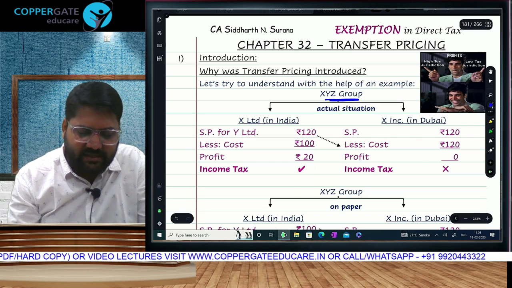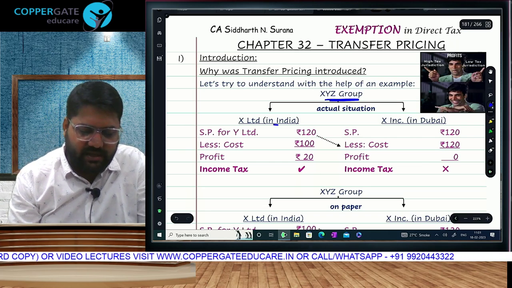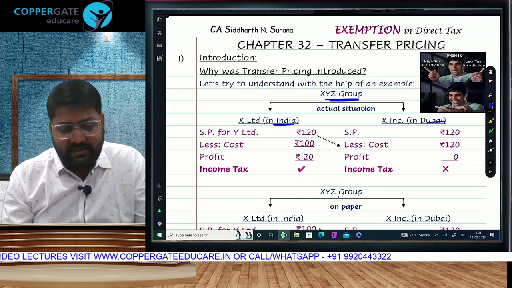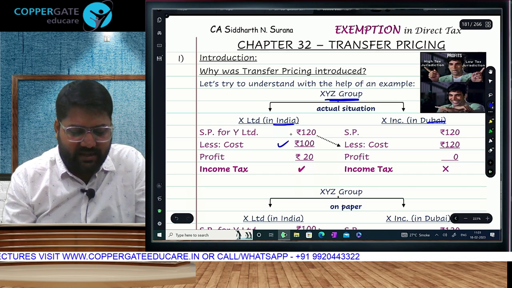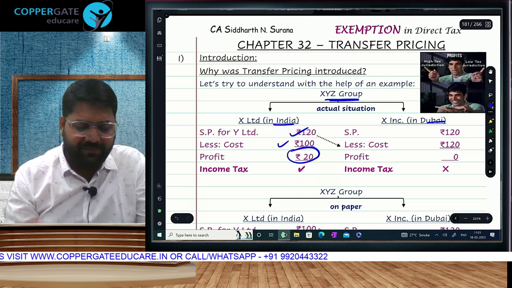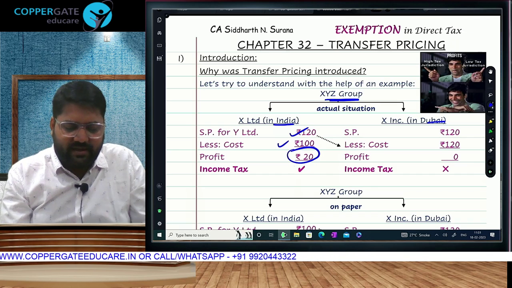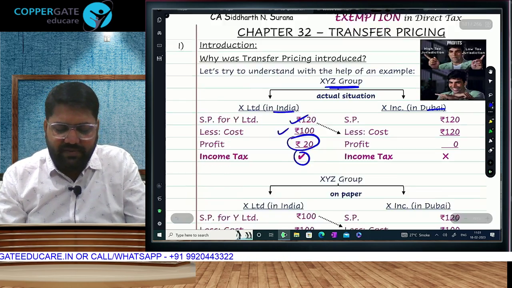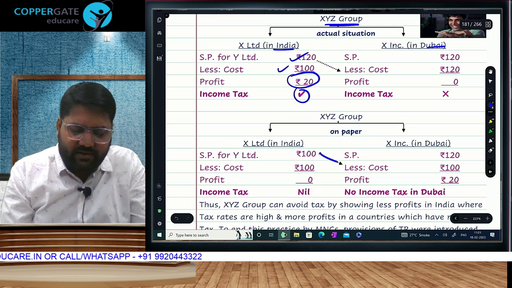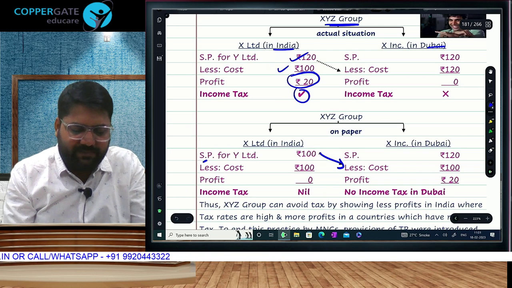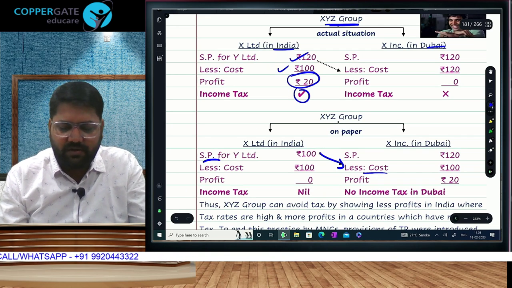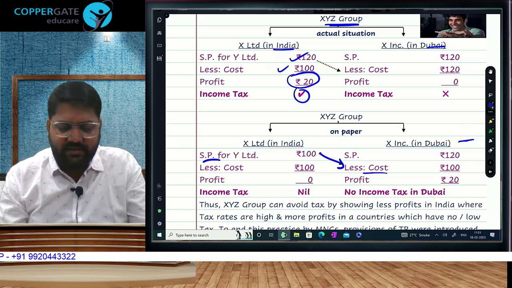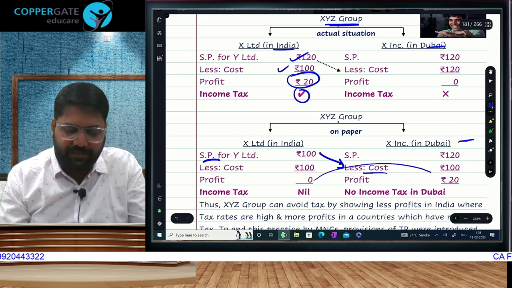Whenever there is a multinational group which has operations in India and outside India, something like this: if the cost price of a product is 100 and the selling price is 120 in Dubai, then on the 20 rupees of profit there is income tax. But the company has used this idea that we will sell it to our Dubai company at cost price. So the selling price here will be the cost price for our Dubai company. We will create one more company over there, and thus the profit will be shifted from year to year.